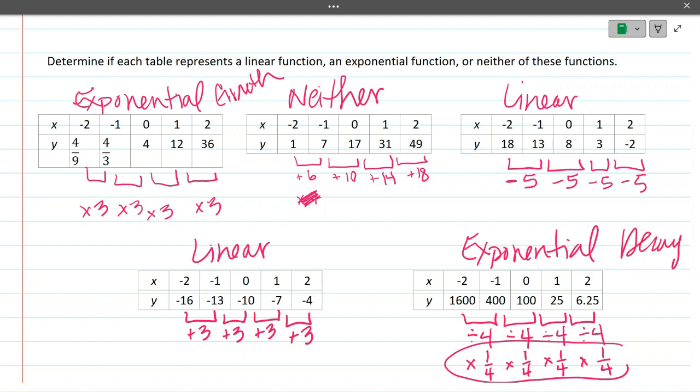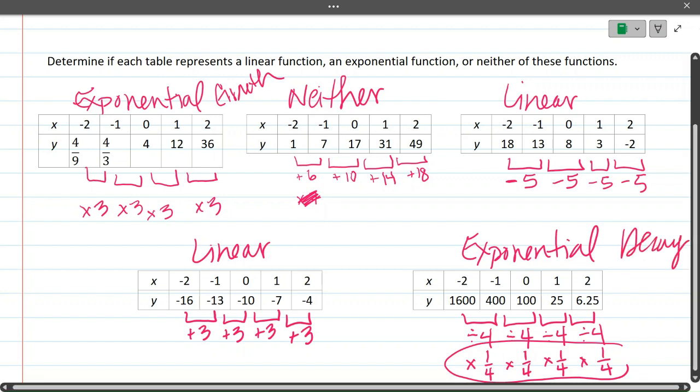And that is how you determine if a table represents a linear function, an exponential function, or neither.